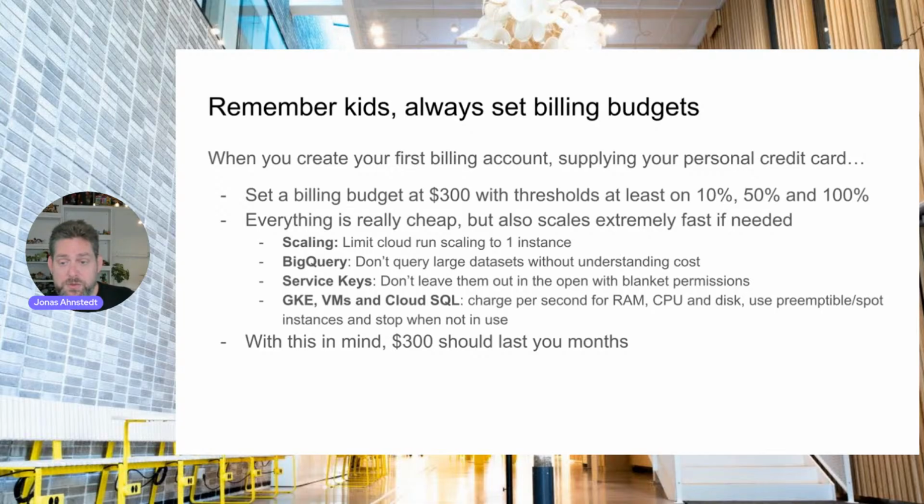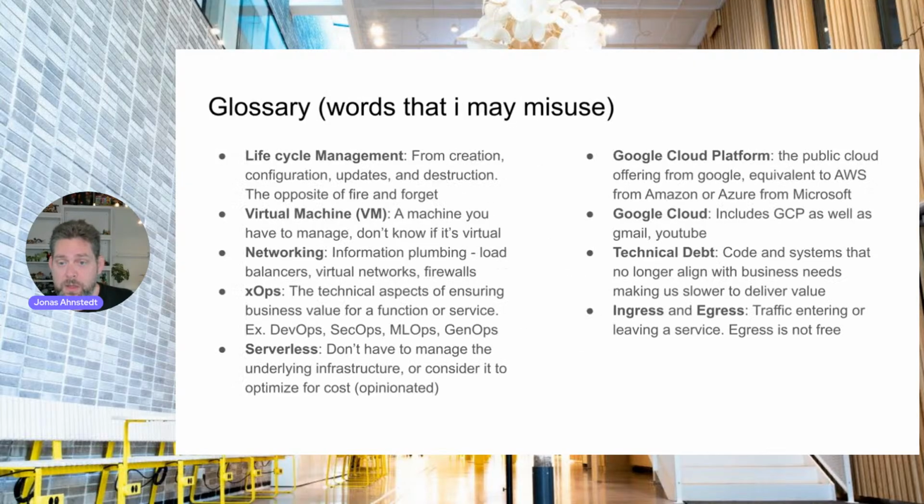When you start out, it really doesn't cost much at all. It should last you months, even if you run a small GKE cluster. But do set a billing budget. There are instructions online on how to do this. The idea is to set it at $300 so you know when you run out of money, because you don't want to just leave it ticking and then get a surprise at the end of the month.